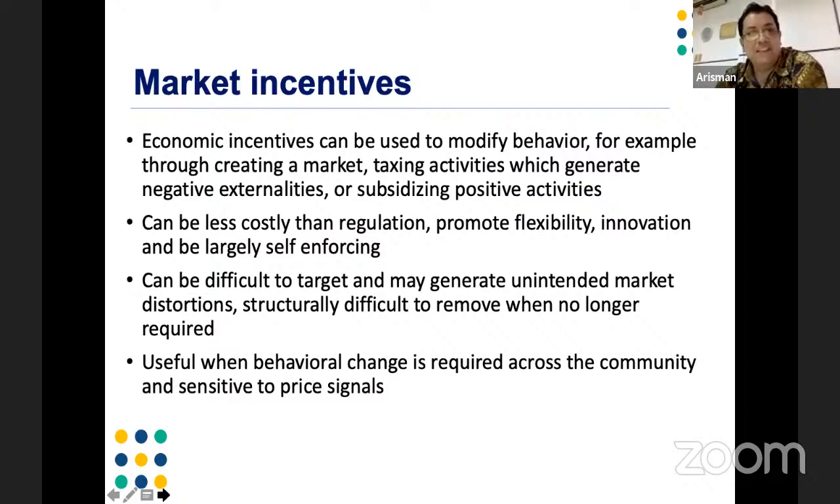And then the next is about market incentive. Usually, economic incentive can be used to modify behavior, like also previously mentioned behavior change, for example, through creating taxes on some activities or using other instruments to avoid the negative externalities, and subsidizing the positive activities. The second one is it can be less costly than regulation, promote flexibility, innovation, and be largely self-enforcing. The third one is it can be difficult to target and may generate unintended market distortion, structurally difficult to remove when no longer required. And then useful when behavior change is required across the community and sensitive to price signal.